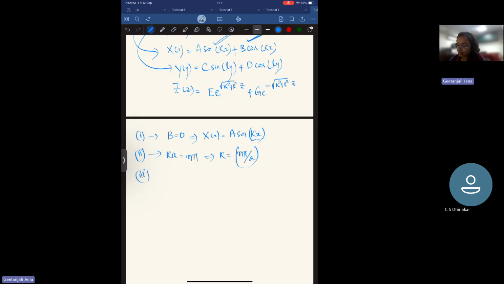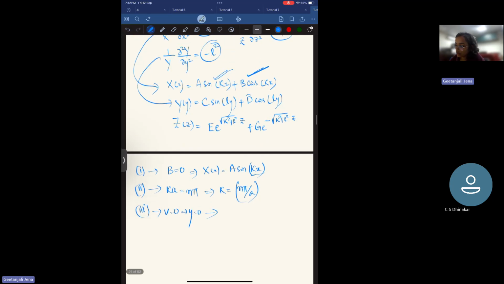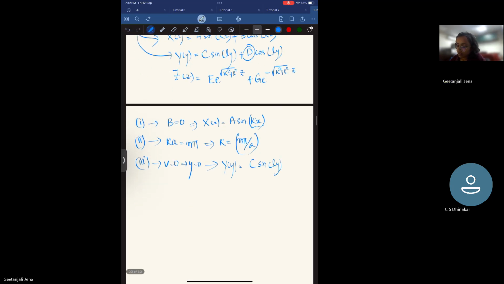Third boundary condition: V is 0 when y is 0. This will give a similar situation, so D should be 0. That means Y(y) is C sine ly. Fourth, V is 0 when y equal to a. This will give la equal to n pi, so that means l is n pi by a, or let us say this is m pi by a.